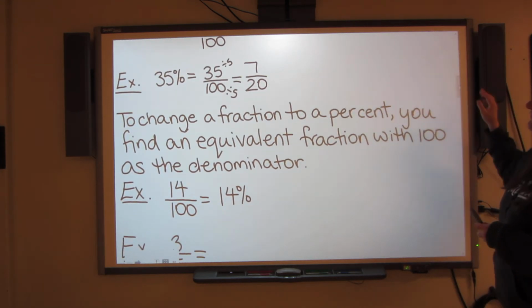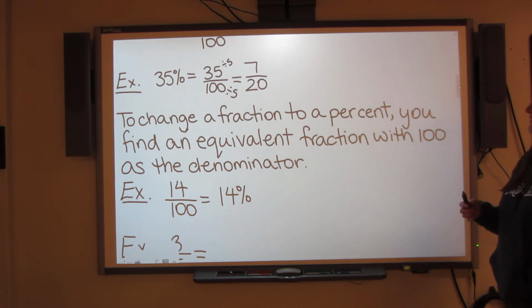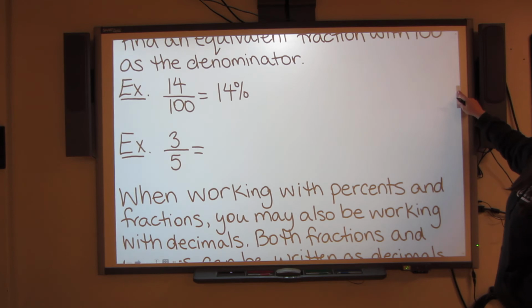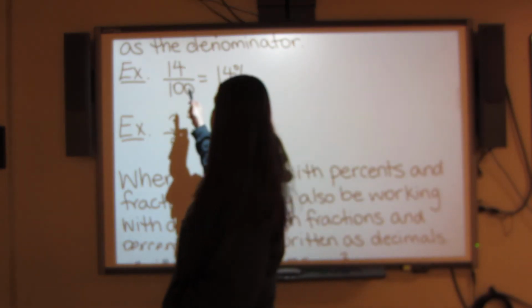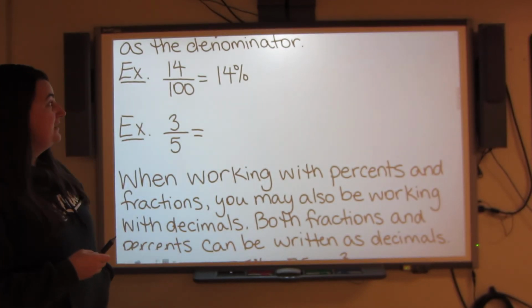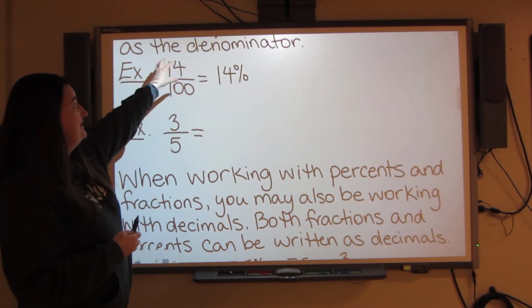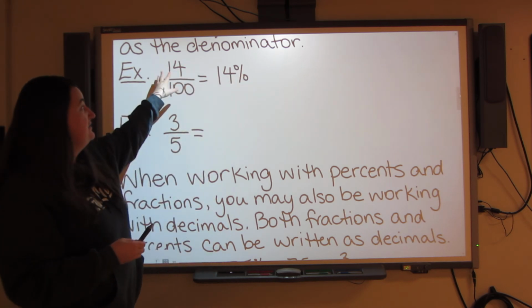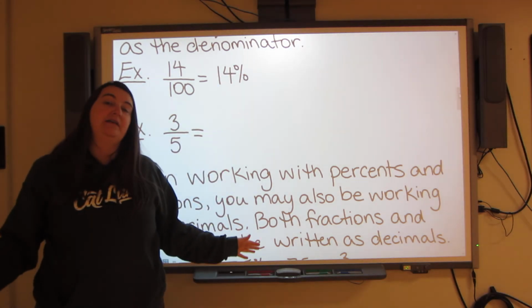To change a fraction to a percent, you need to find an equivalent fraction with 100 as the denominator. So it's like the opposite of what we just did. I've got 14 out of 100. To turn it into a percent, if I already have 100 on the bottom, I just have my 14, and then that's all I need. I take that numerator, write it down with a percent sign, and now I'm done.